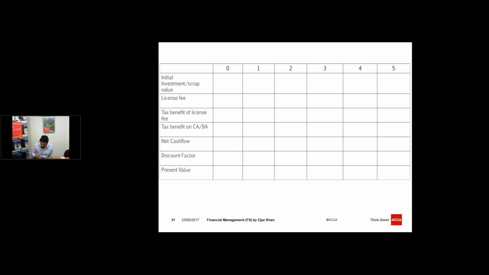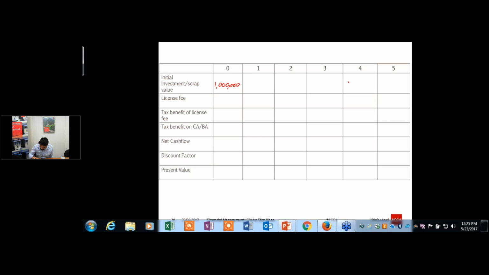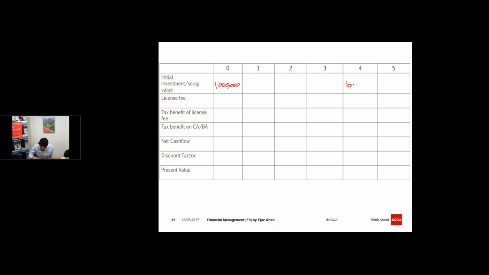Okay, now let's put the figures in the pro forma. Initial investment and scrap value. Initial investment is 1 million, so we'll put it 1 million here. And scrap value will be received at the end of year 4, that is $1 lakh. The initial investment will be in brackets because it's a cash outflow. Scrap value will be inflow.